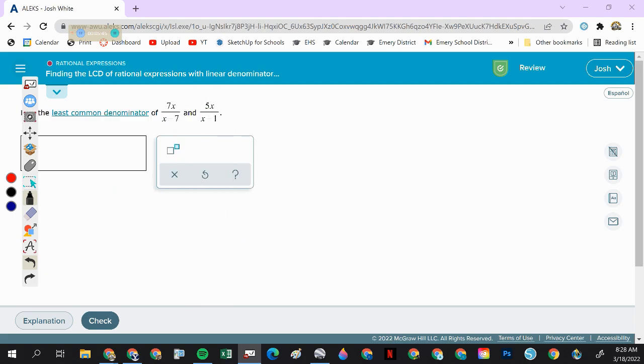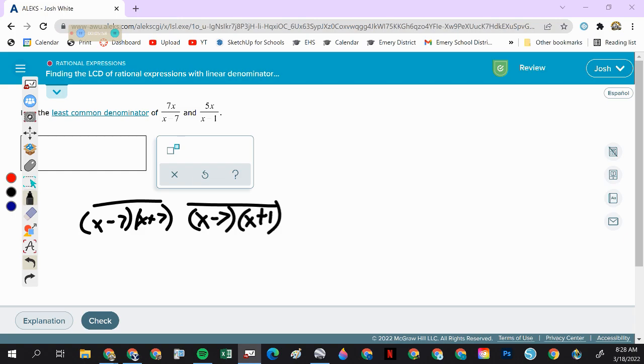Okay, what if my denominators were x minus 7, x plus 7, and then x minus 7 and x plus 1? What would the common denominator be? So it would be x minus 7, x plus 7, and x plus 1. Why? I need the biggest set of those. So I choose either one. I don't need both of them. I just need the biggest set. And then I need one of these and I need one of those.